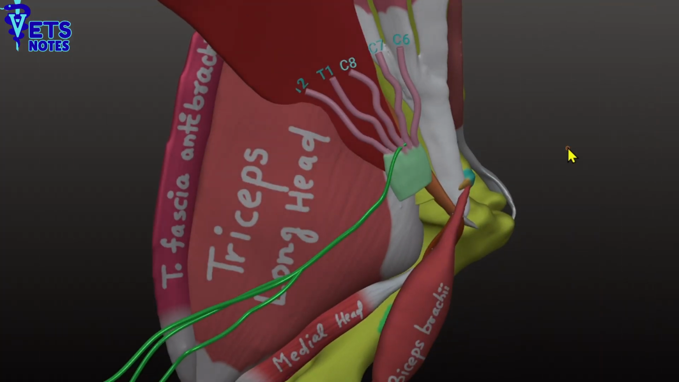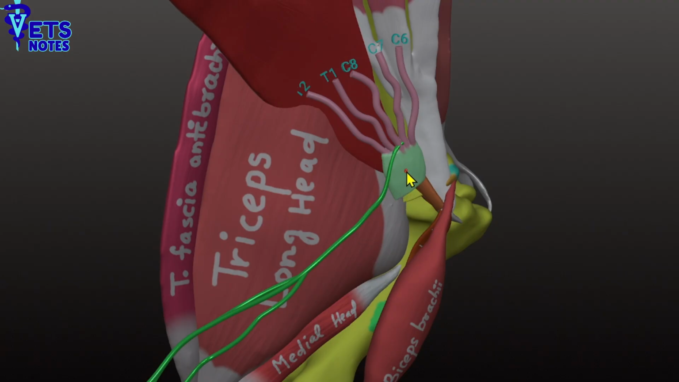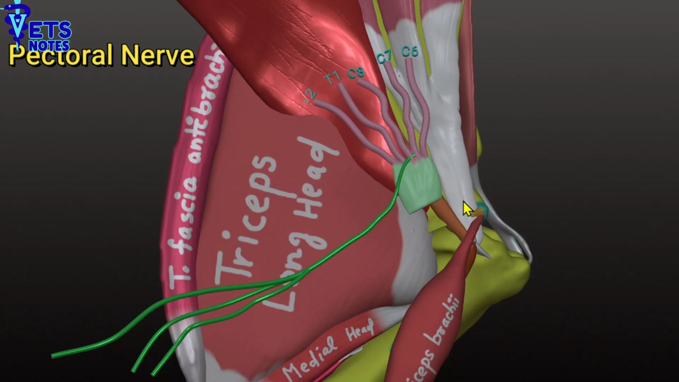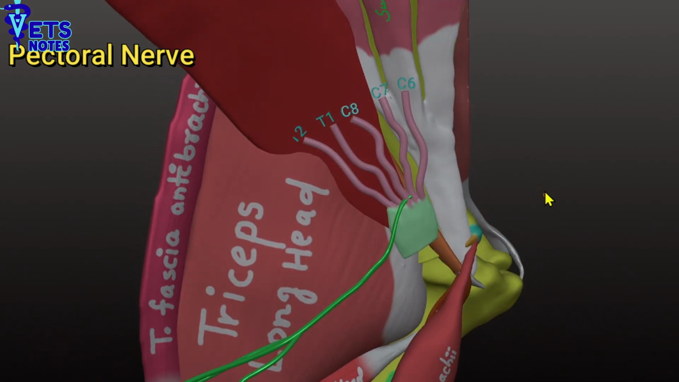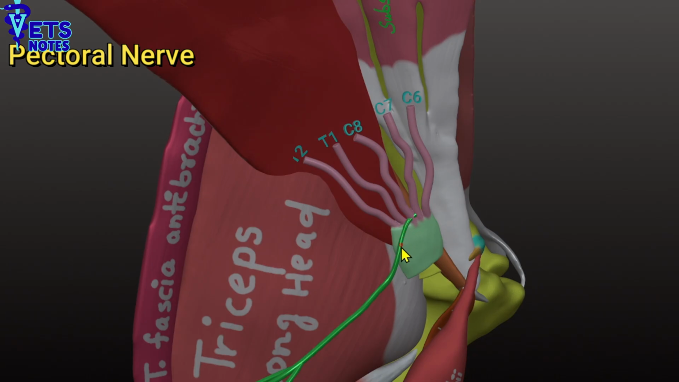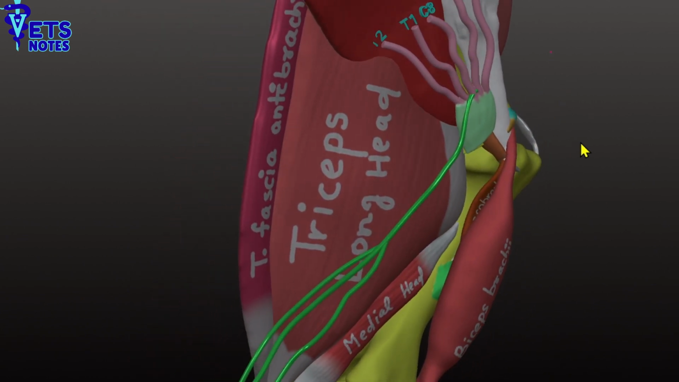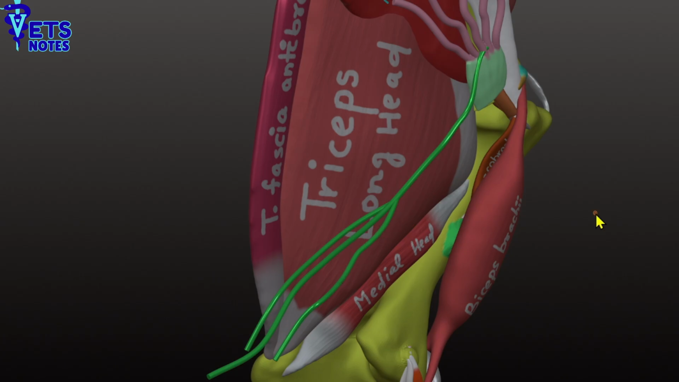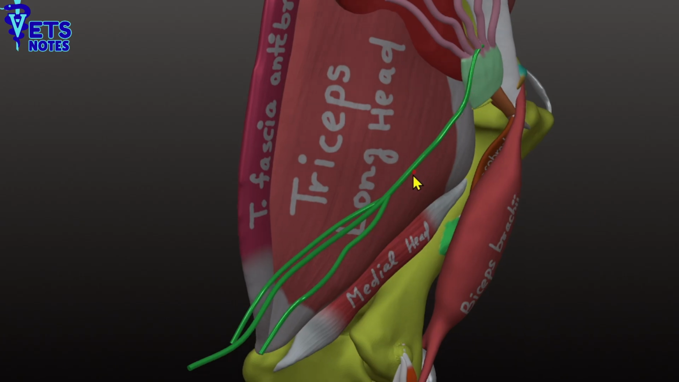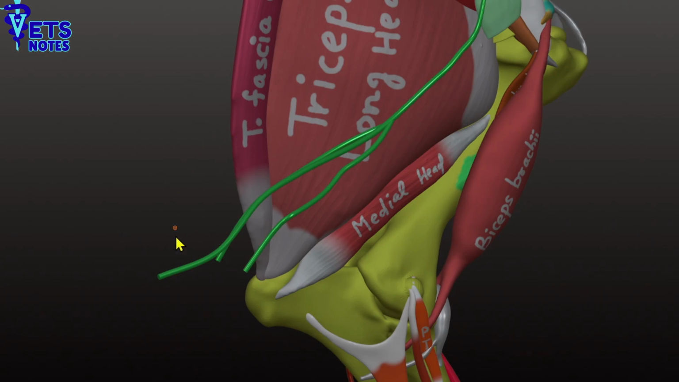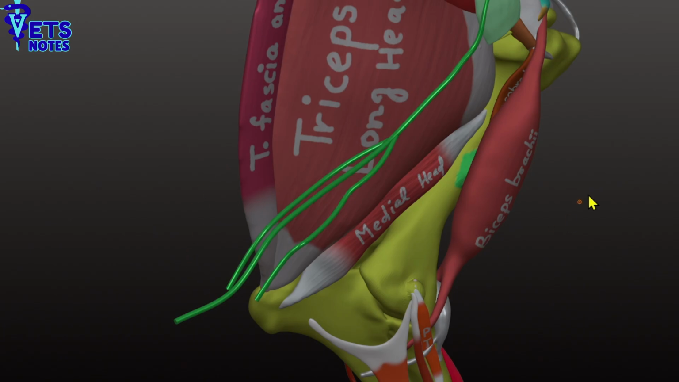The next branch of the brachial plexus we will discuss is this branch. You can see this is the brachial plexus. You can see this branch. This branch is called the pectoral nerve. The pectoral nerve originates from branches of the 7th cervical spinal nerve, the 8th cervical spinal nerve and the first thoracic spinal nerve. Basically it will form 3 to 4 branches, moving in a downward and backward direction and supplying this area. In this area you will find the pectoral muscles. So the pectoral nerve will supply the pectoral muscle.